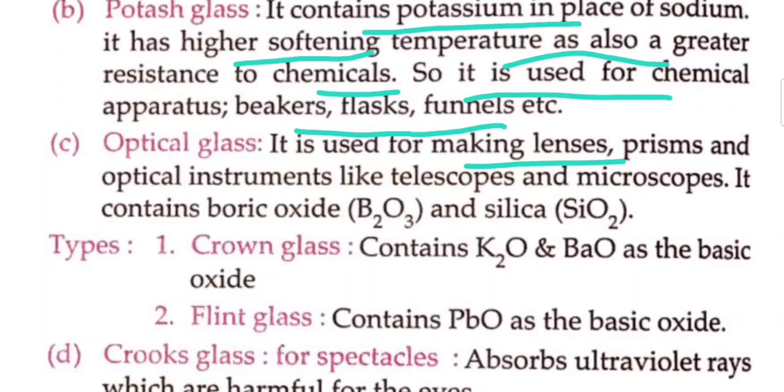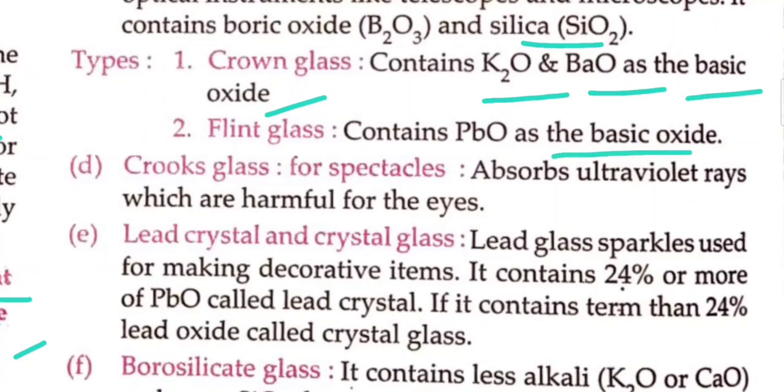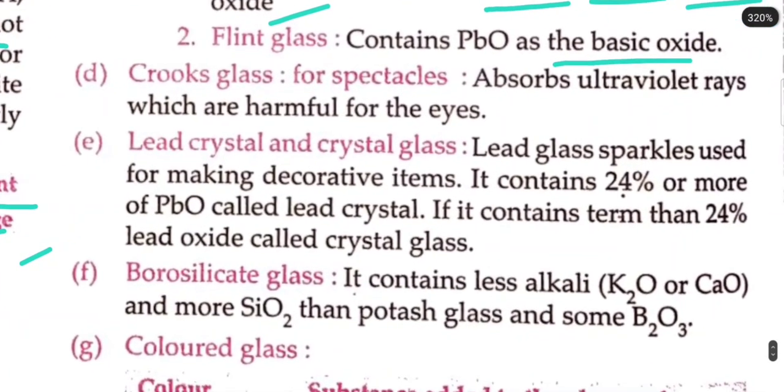It contains boric oxide, B2O3, and silica, SiO2. Types: Crown glass contains K2O and BaO as the basic oxide. Second, flint glass contains PbO as the basic oxide. Crookes glass for spectacles absorbs ultraviolet rays which are harmful for the eyes.